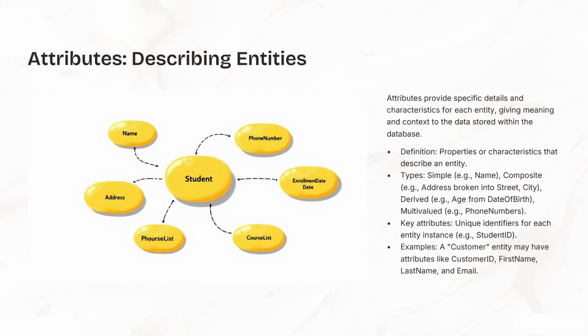Attributes describing the entities. In this picture we can see the student is an entity, where student name, address, phone list, course list, enrollment and phone number are the attributes. Attributes provide the details and characteristics of each entity, giving meaning and context to the data stored in the database. The definition is properties or characteristics that describe the entity. Types may be simple and derived, multi-valued, and key attributes, which uniquely identify every entity instance.